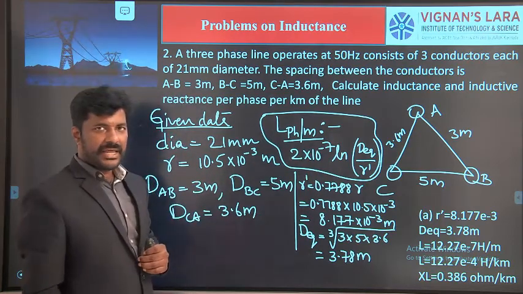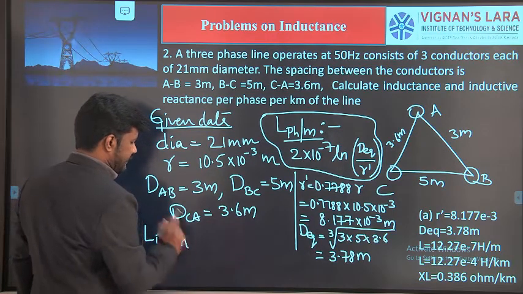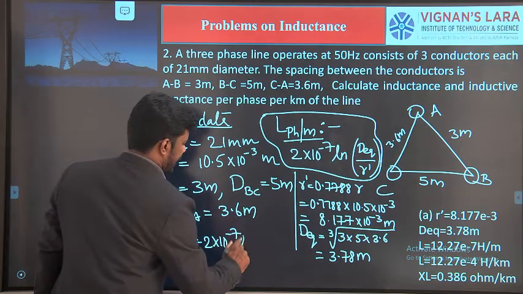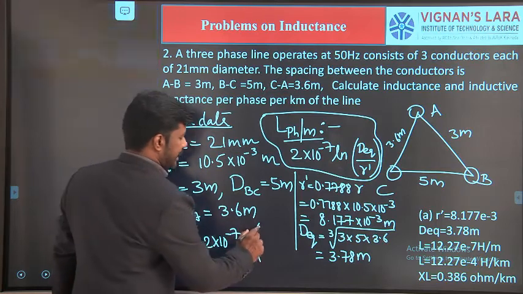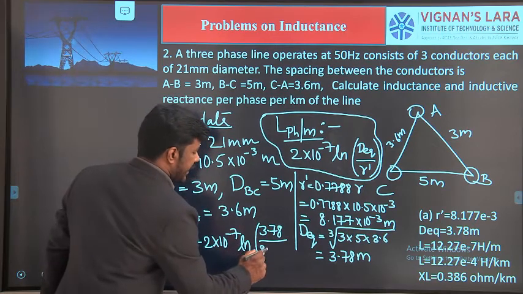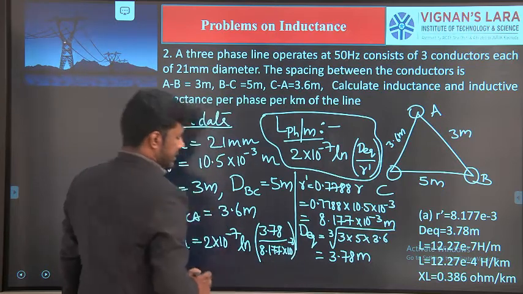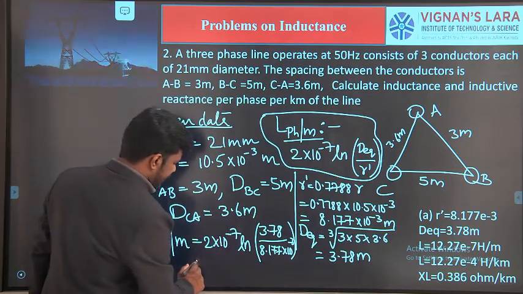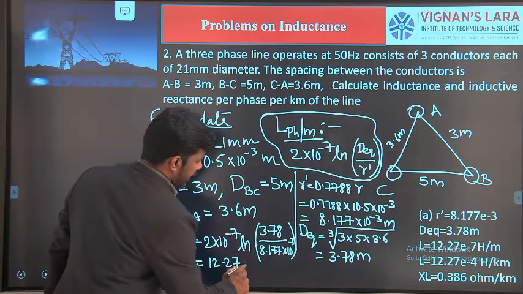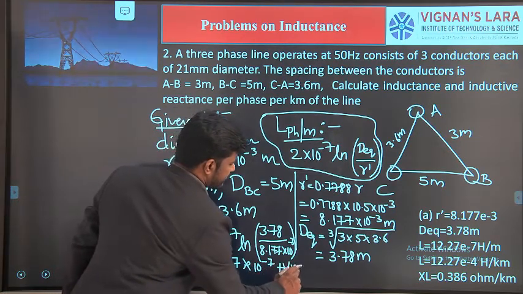Once after getting the value of D equivalent and R dash, substitute that D equivalent and R dash in this known formula, then you will get the inductance of one phase for 1 meter length, which is equal to 2 into 10 power minus 7 ln of D equivalent, what is D equivalent? 3.78, by R dash. What is R dash? 8.177 into 10 power minus 3. Apply in the calculator and you will get this inductance per meter length as 12.27 into 10 to the power minus 7 henries per meter.